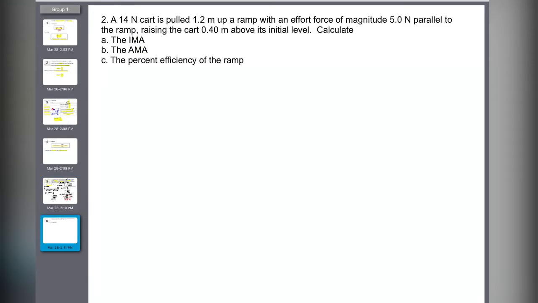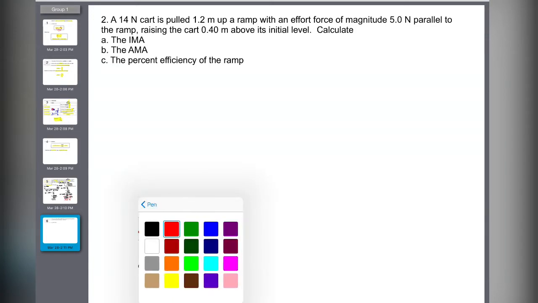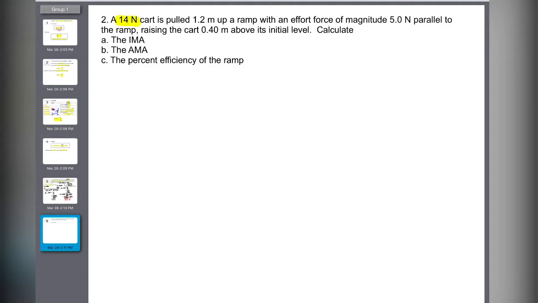All right. Number 2. A 14 Newton cart is pulled 1.2 meters up a ramp with the effort force of 5 Newtons, parallel to the ramp, raising the cart 0.4 meters above the initial level. Okay, so let's see, calculate the IMA, AMA, and percent efficiency of the ramp. This question is a bit more tricky because you need to figure out what your lengths are and all that stuff, right? So let's take a look.